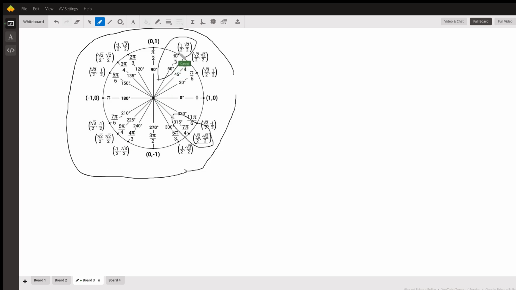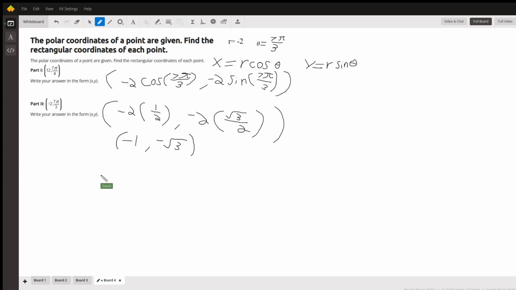Using these values for cosine and sine, we are able to plug those into the x and y values, which would be negative 2 times 1/2 for x, and for y it would be negative 2 times square root of 3 over 2. Once we solve for that, we have the final values of negative 1 and negative square root of 3. And that is it. Simple as that.